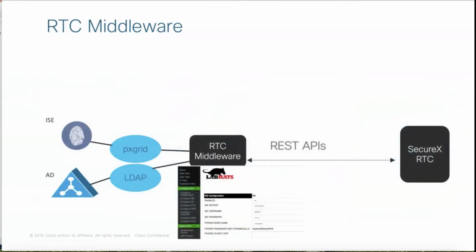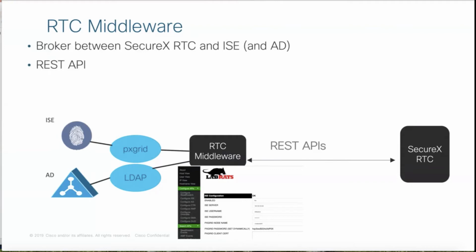So this is the RTC middleware, to make it absolutely clear what it does. SecureX, which is my orchestrator, has a REST API to this middleware, which runs in my lab, or I will soon move it to AWS. It's very easy to install since it's a Docker container. It acts as a broker between SecureX and the internal on-prem devices, ISE and Active Directory. It has a REST API with essentially two important calls: RTC get user by IP and apply an ANC policy.